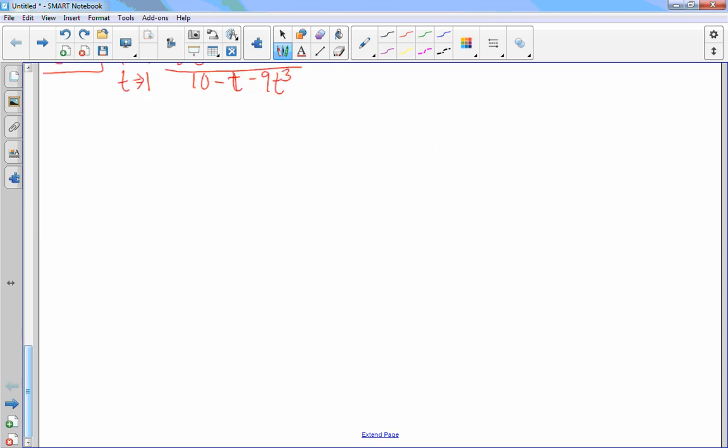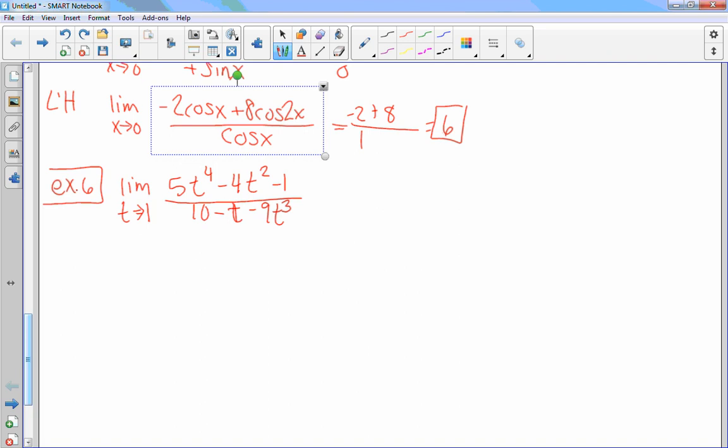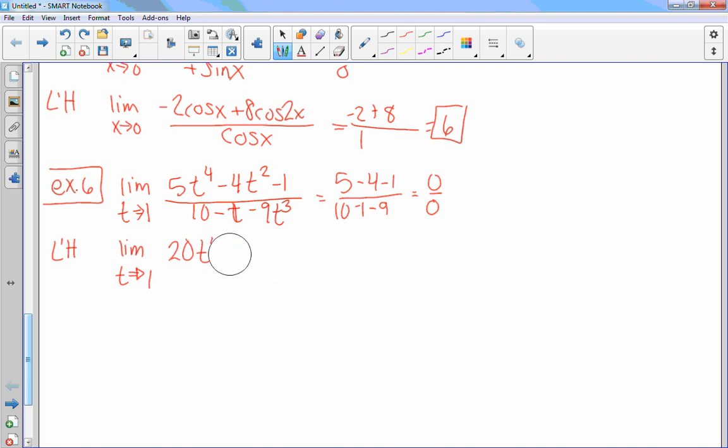Okay, so when we plug in 1, we have 5 minus 4 minus 1, which is what? 0. Then I have 10 minus 1 minus 9, which is 0. So that's an indeterminate form, so we have to apply L'Hopital's rule. The limit as t goes to 1 of 20t to the 4th minus 8t cubed minus 8t, over negative 1 minus 27t squared.